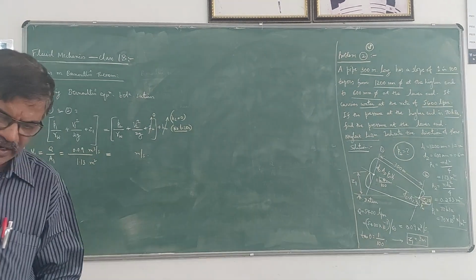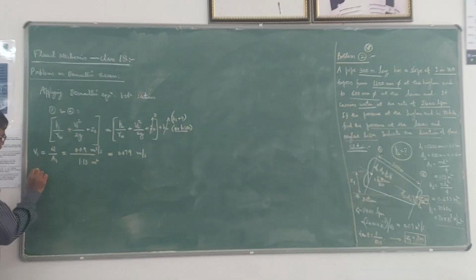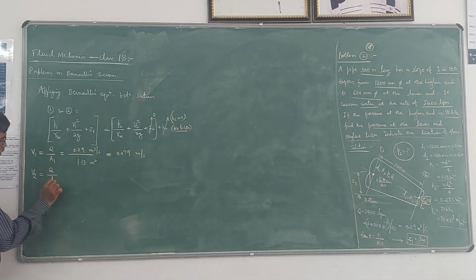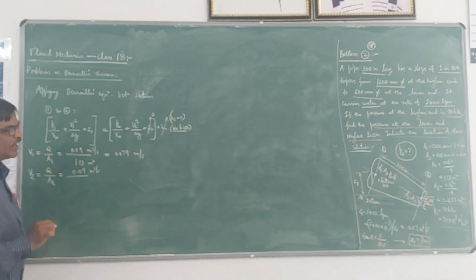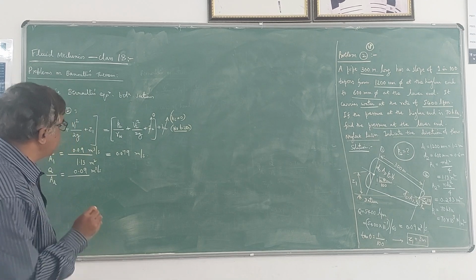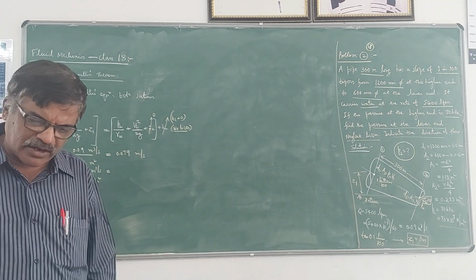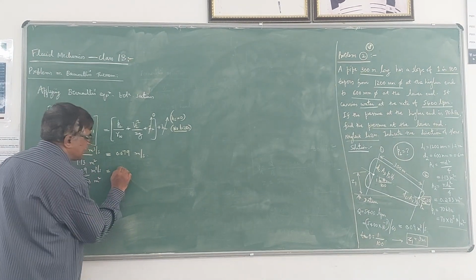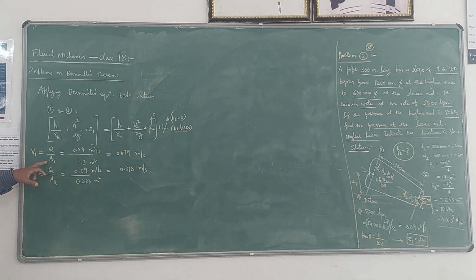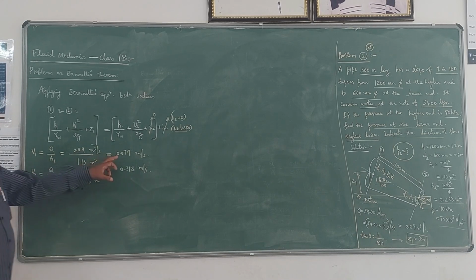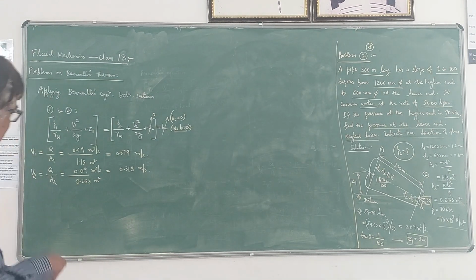If you simplify this, you get V1 as 0.079 meter per second. Similarly, V2 is Q by A2, where Q is once again 0.09 meter cube per second, divided by A2, which is 0.283 meter square. If you simplify this, you get V2 as 0.318 meter per second. Be careful about the units. Since A1 is greater than A2, V1 will be less than V2. So area and velocity are inverse to each other, because Q is constant.